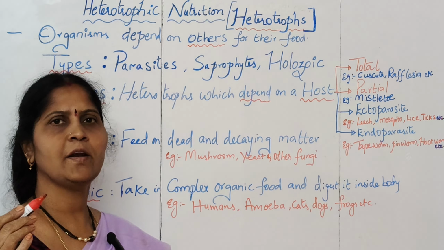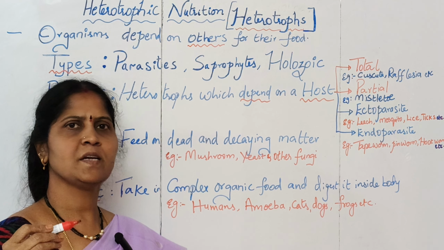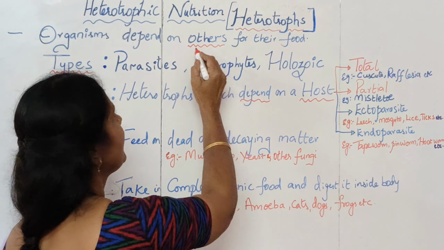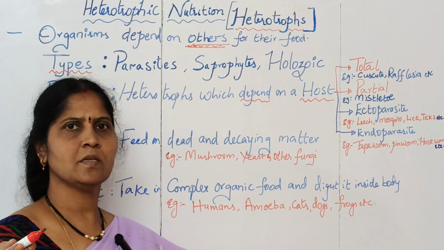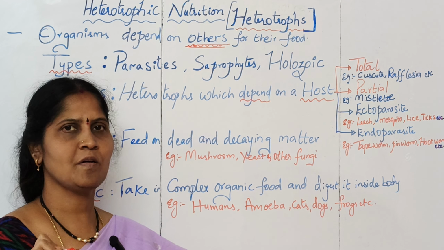What is heterotrophic nutrition? As I told you, the term hetero means others. So organisms which depend upon other organisms for their food are called heterotrophs. So children, are you an autotroph or a heterotroph?